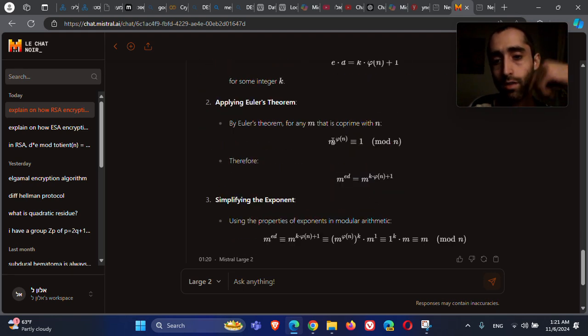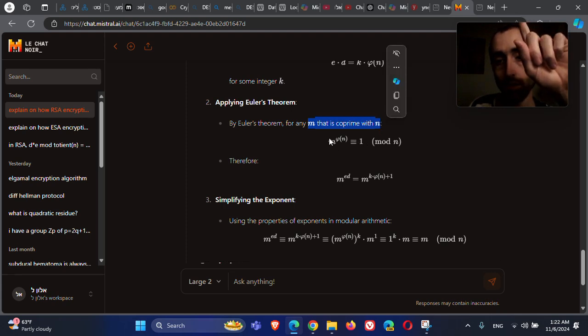Now when we are doing this, m to the power of totient of n equals 1 modulo n, because we assume that m is coprime with n. This is a fact. When you have m coprime with n, it means that their GCD is 1, so m to the power of totient of n equals 1 in this modulo.